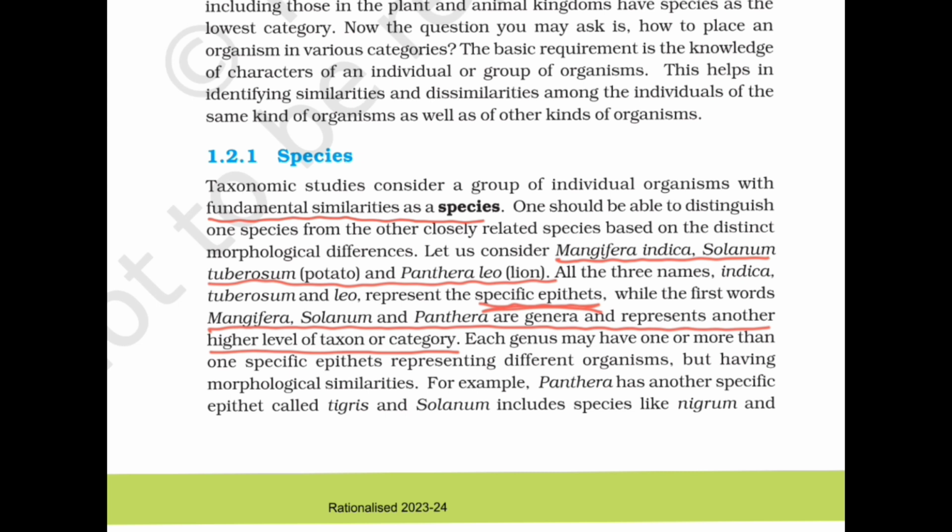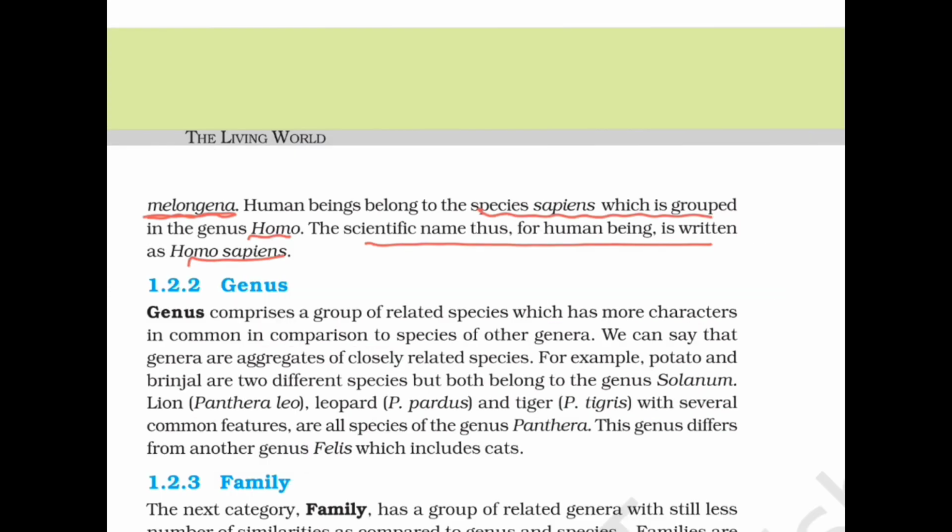For example, Panthera has another specific epithet called tigris, and Solanum includes specific epithets like nigrum and melongena. Panthera leo is for lion. What we saw right here. We saw here Panthera leo, lion, right? And now they said there is a Panthera tigris also, which is the scientific name of tiger. And we saw here Solanum tuberosum, right? And there is another Solanum nigrum as well as another Solanum melongena. You understand what I'm saying? Thus basically saying that they are not the only one. Solanum tuberosum is not the only one. There is Solanum nigrum, there is Solanum melongena.